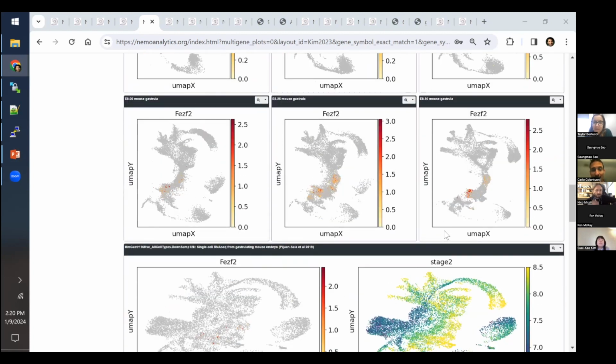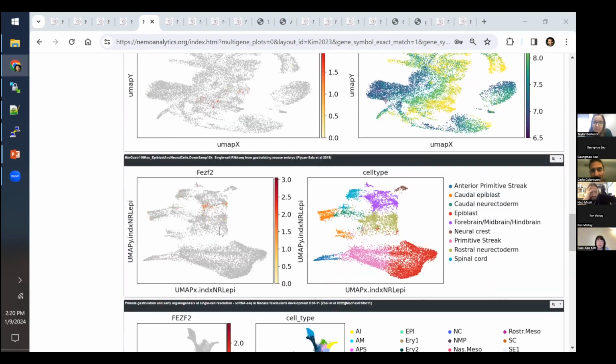In the mouse embryo, I think a lot of you are familiar with this data set, Pijuan Sala. The brain is developing right about here, and you can see FGF2 coming on, and specifically this is a subset of this where the epiblast is here and the nervous system is emerging right here.